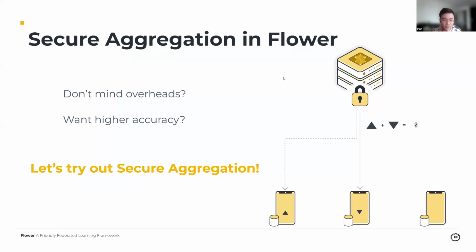So secure aggregation is also a very heated topic in the area of privacy and security. It has some pros and cons over differential privacy. As we all know, differential privacy might impact the final performance of the model. So if you don't mind some minor overheads and you would like to have higher accuracy, then secure aggregation is your choice.